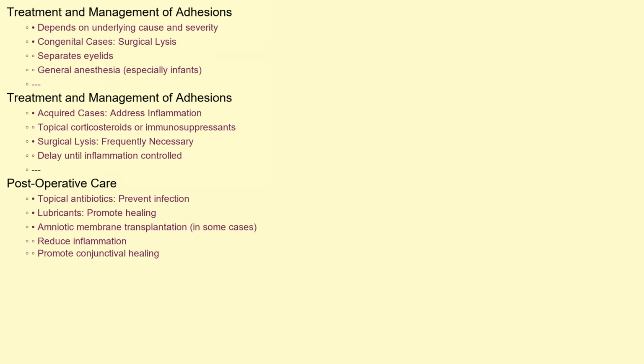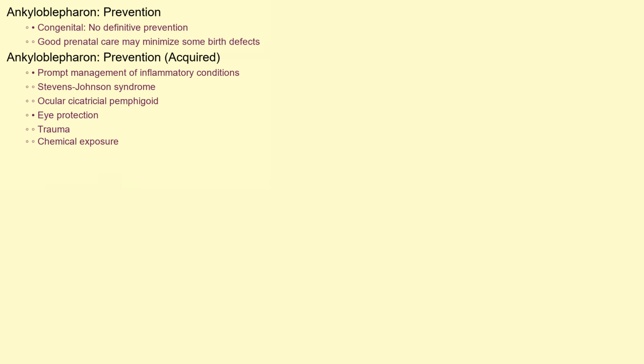Post-operative care includes the use of topical antibiotics and lubricants to prevent infection and promote healing. Amniotic membrane transplantation may be used in some cases to reduce inflammation and promote conjunctival healing after surgery. Unfortunately, there's no definitive way to prevent congenital Ankyloblepharon. However, good prenatal care can potentially minimize the risk of some birth defects.